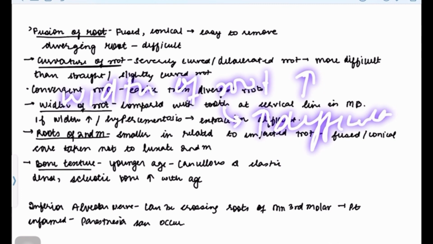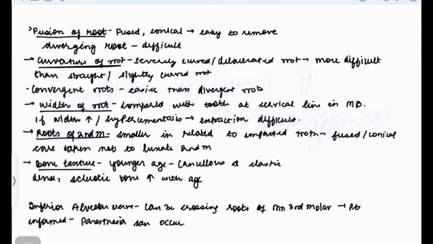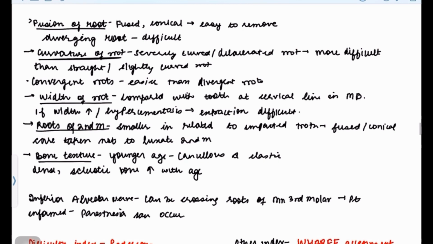Then, if the roots of the second molar are smaller in relation to the impacted tooth, or the roots of the second molar are conical or fused, we have to take care that we do not luxate the second molar while extracting the third molar. Then bone texture also depends. In younger age, there is cancellous and elastic bone, whereas there is dense and sclerotic bone as the age increases.